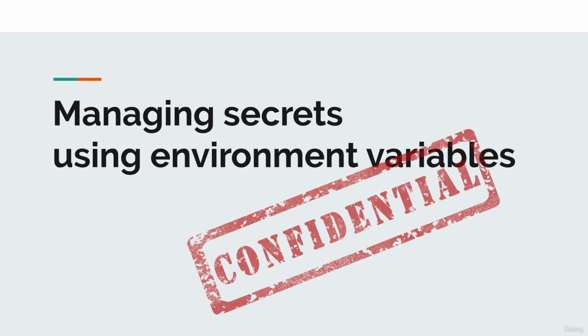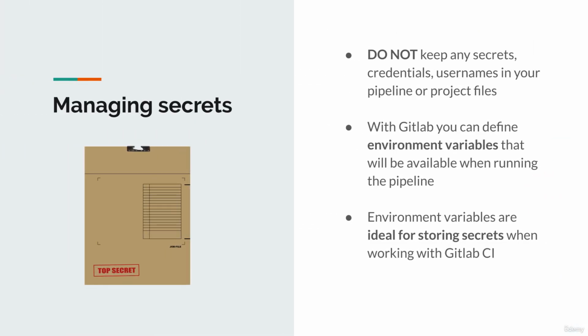In this lecture, we'll have a look at how we can manage secrets when using GitLab. You generally do not want to keep any credentials, even usernames, passwords, or tokens, anything that is sensitive, committed in your pipelines or in any files. So anything that goes inside Git shouldn't contain tokens, passwords, or secrets. And GitLab CI offers us a convenient way to store such secrets.